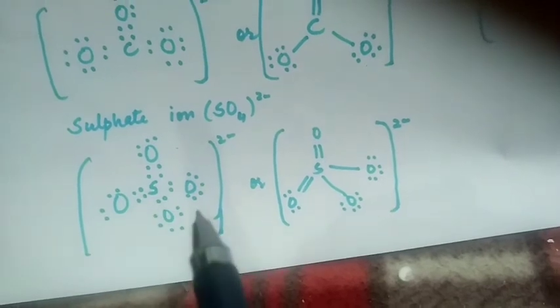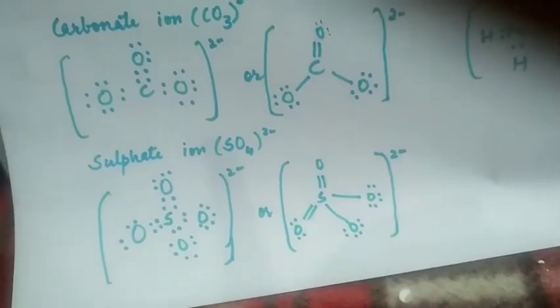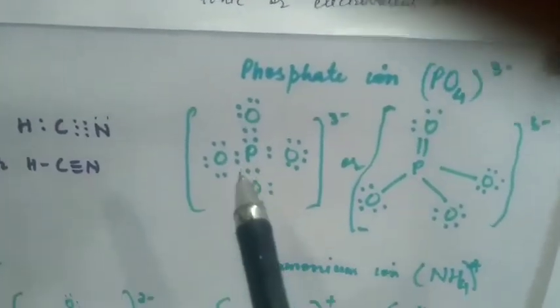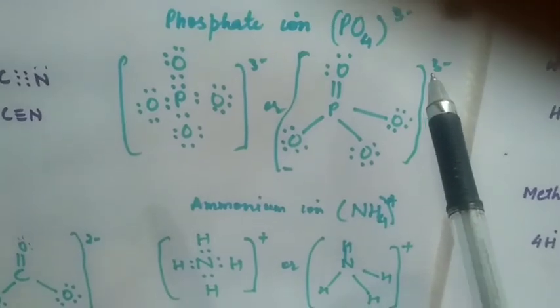4 electrons are being shared here where there is a double bond, and 2 electrons are being shared where there is a single bond. Overall, there is a 2 negative charge on the sulfate ion. Similarly, in phosphate, there is 1 double bond and 3 single bonds. So overall, there are 3 negative ions.